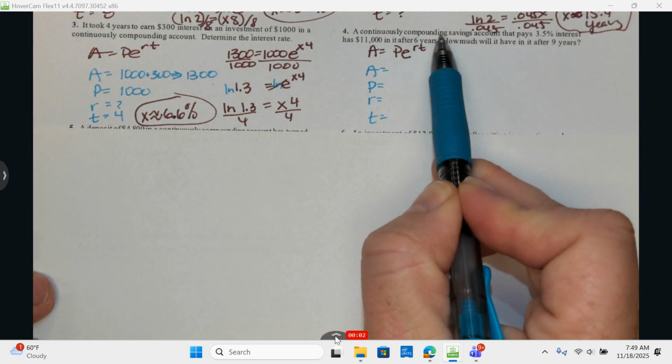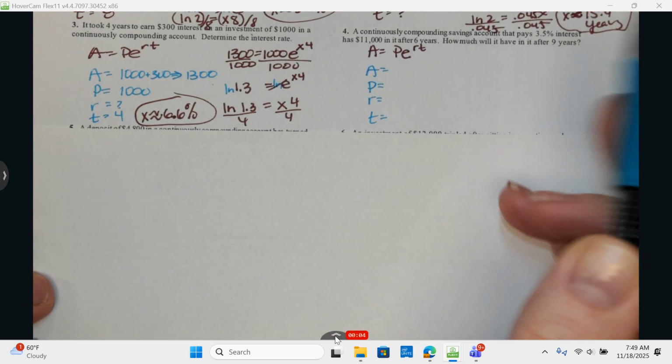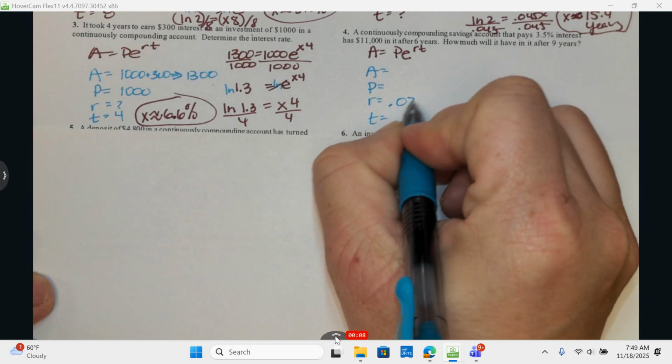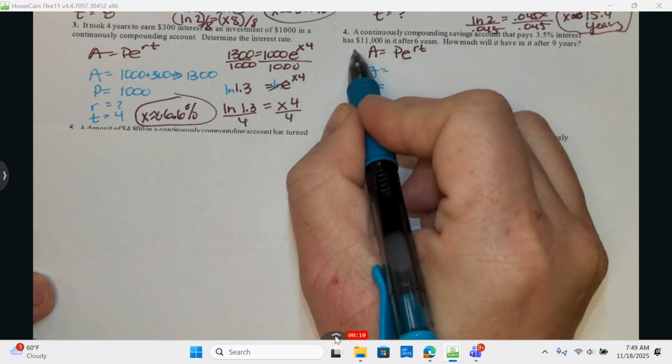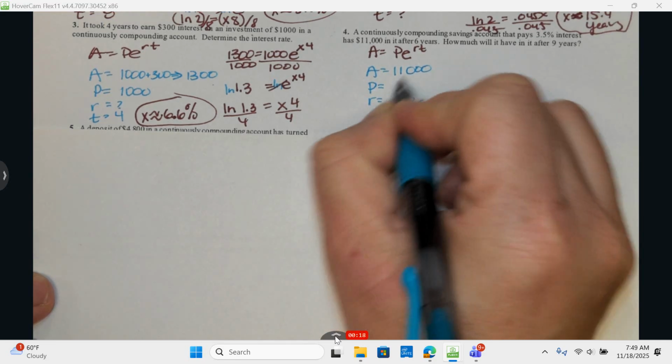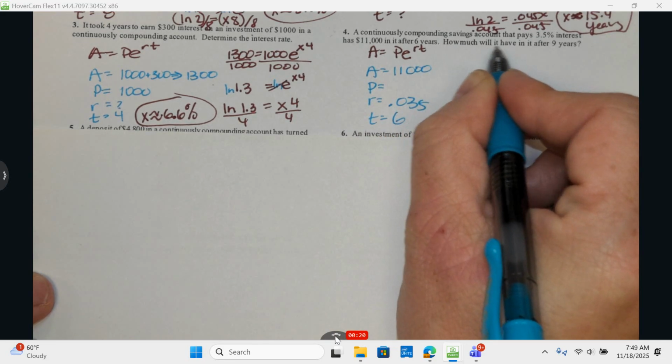Once again, we have a continuously compounding savings account that pays 3.5% interest. So the rate is going to be 0.035, written as a decimal. The outcome is $11,000 after 6 years. We want to know how much it will have after 9.